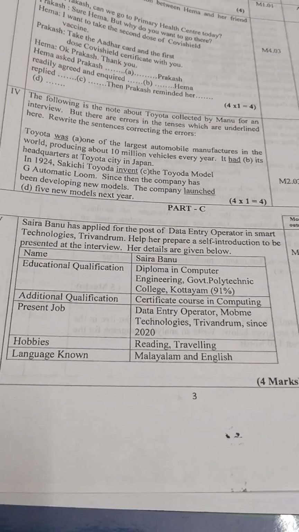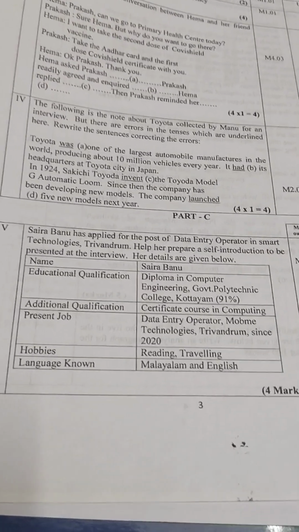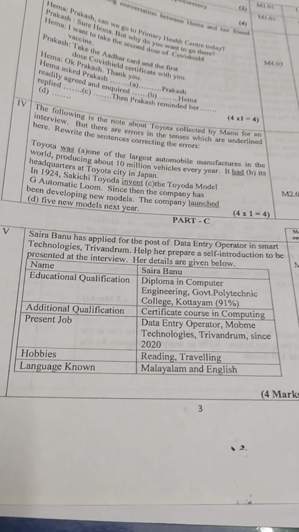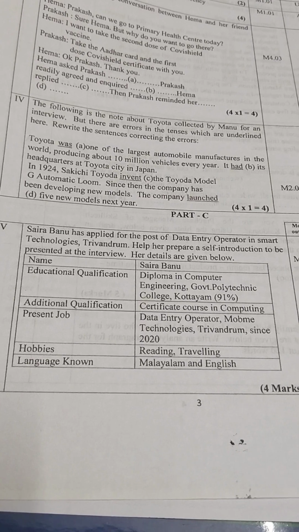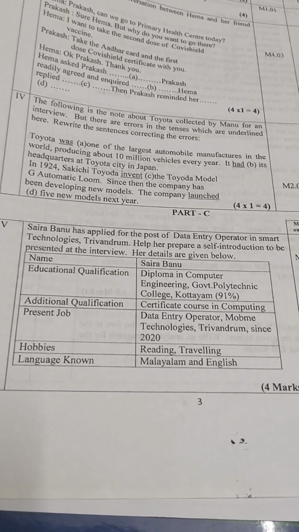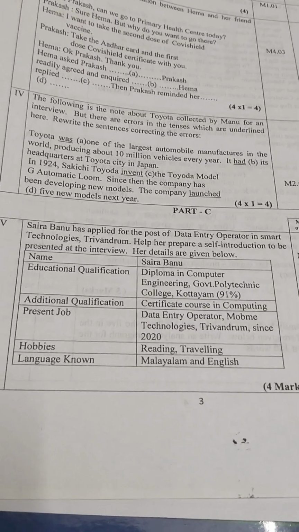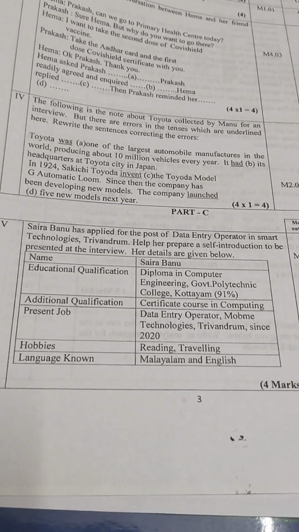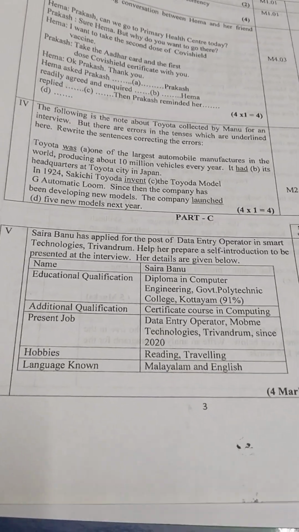Now here they are asking us to prepare a self introduction. Here we have to help her. So Saira Banu has applied for the post. Now what's going to happen is we have to write, my name is Saira Banu, my educational qualification.